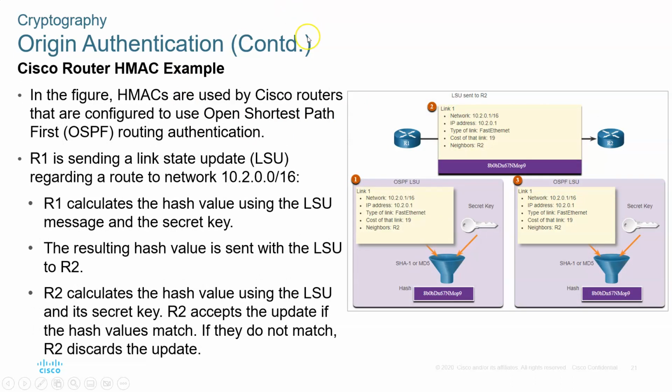So HMAC is also used on Cisco routers, OSPF, when routers pass updates to each other. They use HMAC hashing to encrypt the updates that they send to each other, right?